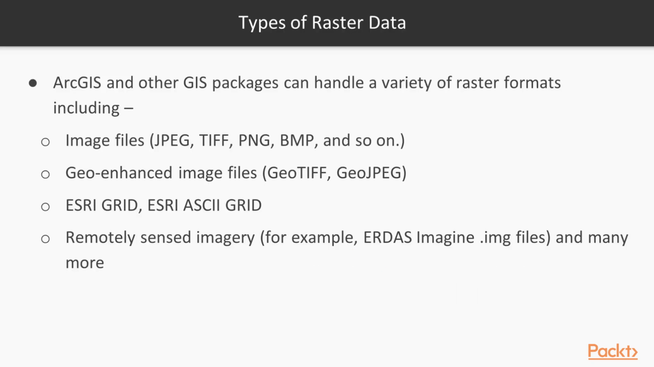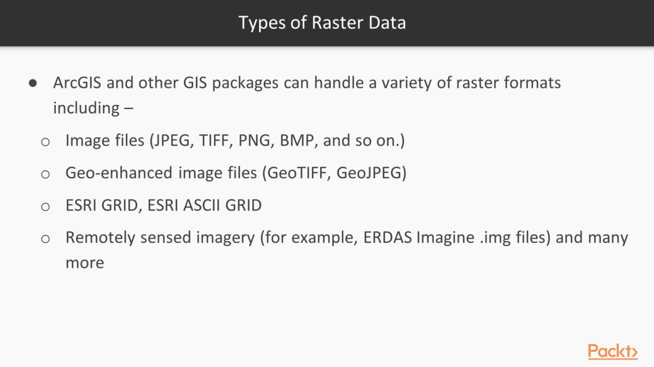There are many, many different types of raster data that we use in a GIS environment. ArcGIS and other GIS packages can handle many of these raster formats, which might include raster image files, JPEG, TIFF, PNG, bitmap, etc. Those can all be represented as rasters in a geographic information system like ArcGIS. Variants of these geo-enhanced image files are similar to the raster images but have embedded or associated geographic information, such as relative position on the Earth's surface, a coordinate system, which facilitates display and in turn analysis in a GIS environment.